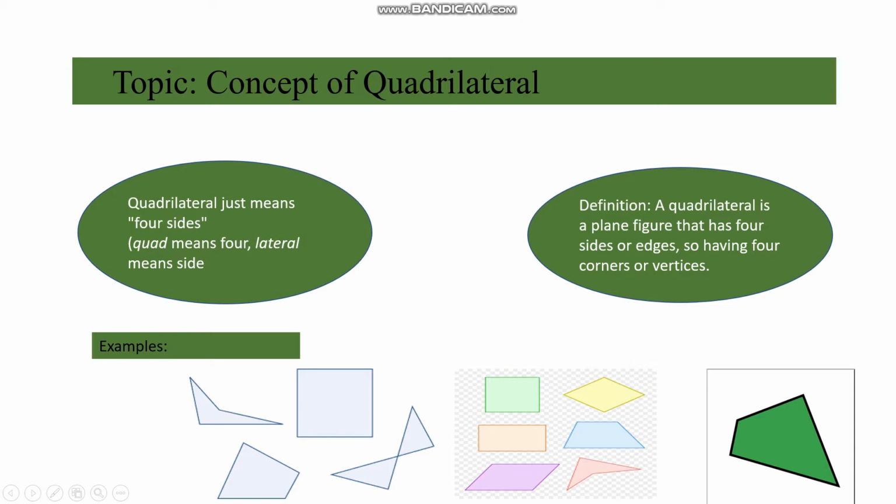This one is also an example, and we can take some examples around us, meaning quadrilaterals around us. For example, chessboard, carom board, notebook, kite, table and all other things which are closed by four sides.